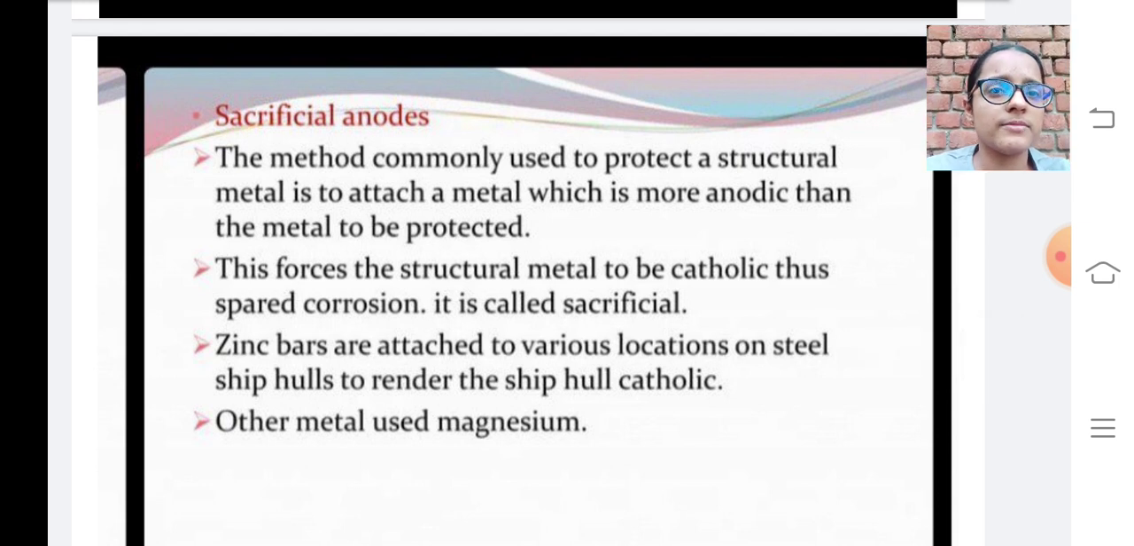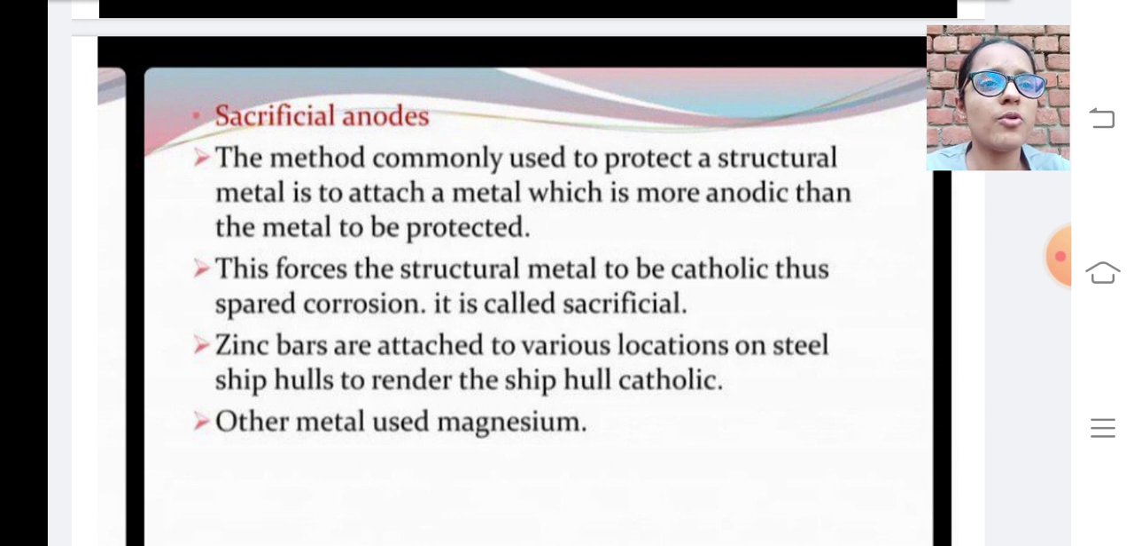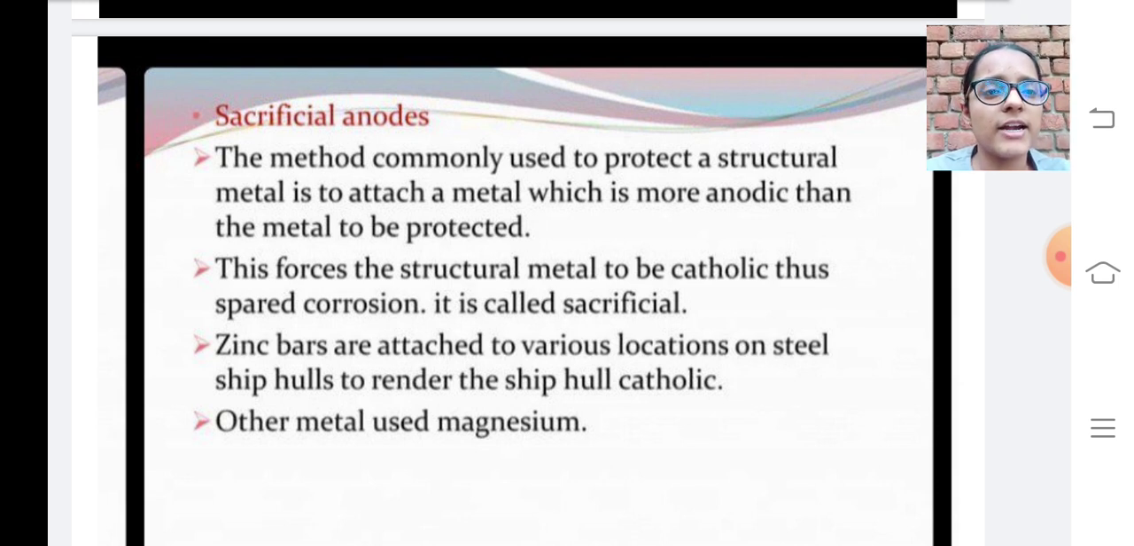Sacrificial anodes. The method commonly used to protect a structural metal is to attach a metal which is more anodic than the metal to be protected. This forces the structured metal to be cathodic, thus spared corrosion, and is called sacrificial. Zinc bars are attached to various locations on steel ship hulls to render the ship hull cathodic. Another metal used is magnesium.